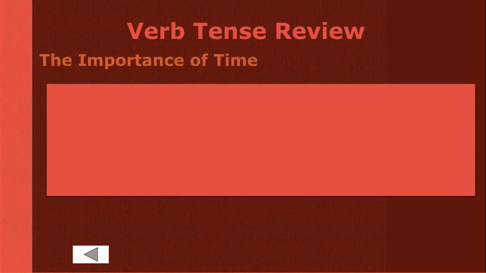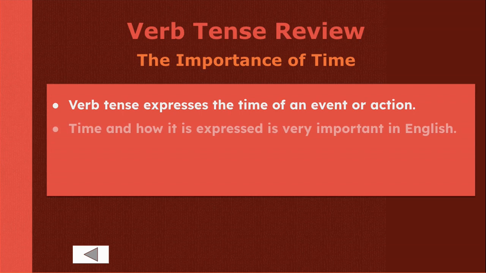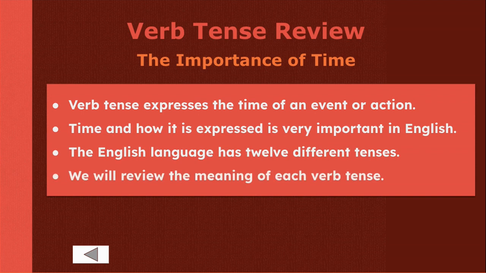Verb tense review. The importance of time. Verb tense expresses the time of an event or action. Time and how it is expressed in writing is very important to English readers. The English language has 12 different tenses. In this lesson, we will review the meaning of each verb tense.